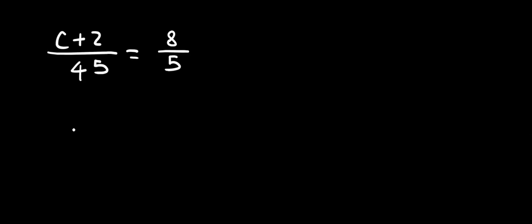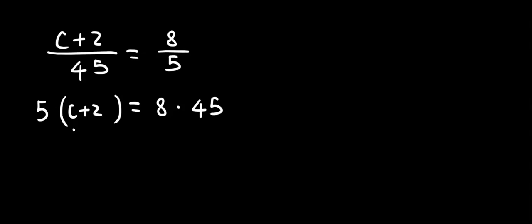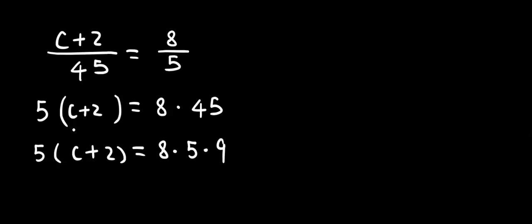Or some of you said, I'm going to use parentheses. Great job. Use a parenthesis. And c plus 2 equals 8 times 45. Whenever you have a chance to cancel out, go ahead and do it. 45 is 5 times 9.